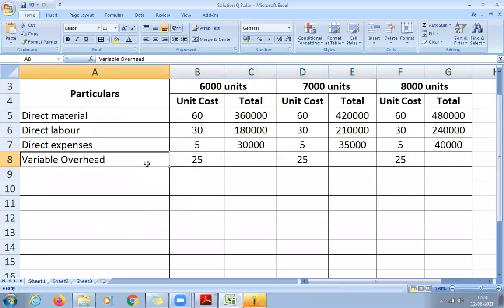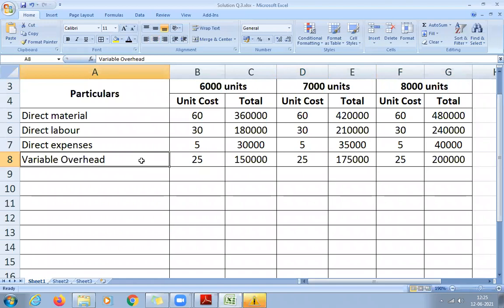6,000 units, 1,50,000. Correct. Next 25 into 7,000: 1,75,000. Next 25 into 8,000: 2 lakh. You are doing right. Please do it along with me, or else you'll be lost. So we have done variable overhead.